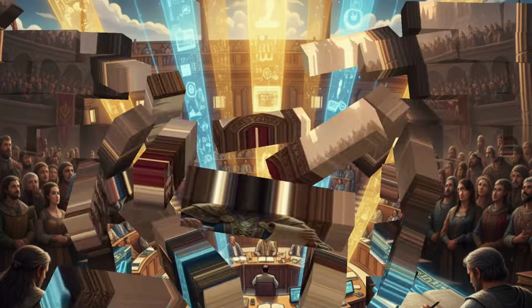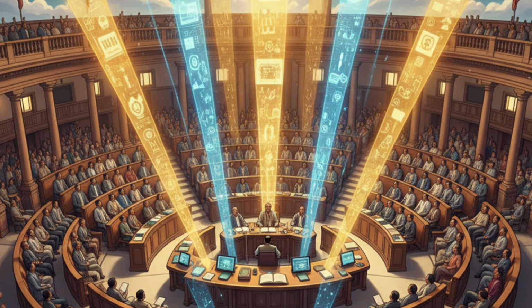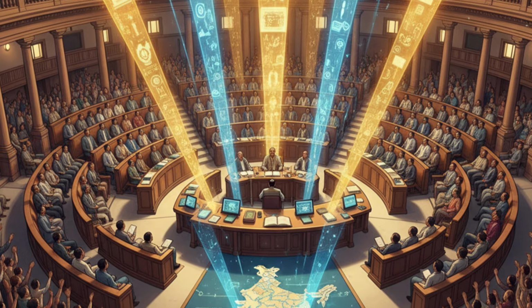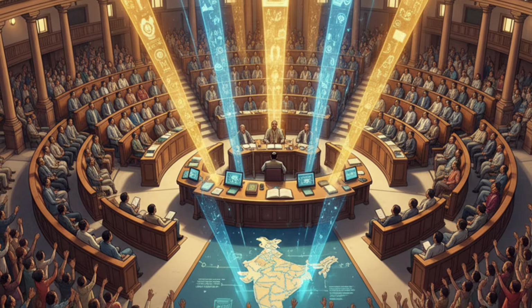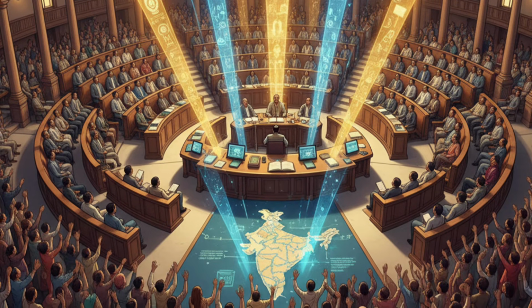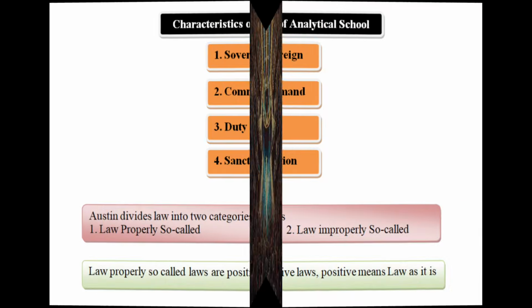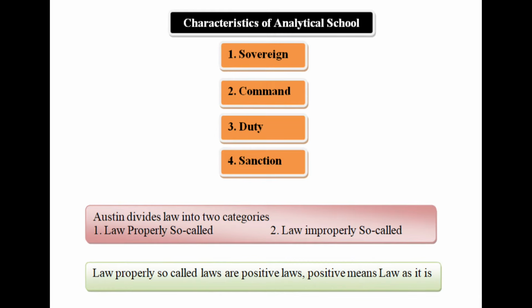For example, in a country, the government which is elected through democratic means is considered the sovereign authority. For instance, the Indian Parliament is the sovereign law-making body in India with the ability to create laws for the nation. Number 2, command. Commands are not a request or directive by the sovereign. It is a command that the law must be followed by the people.